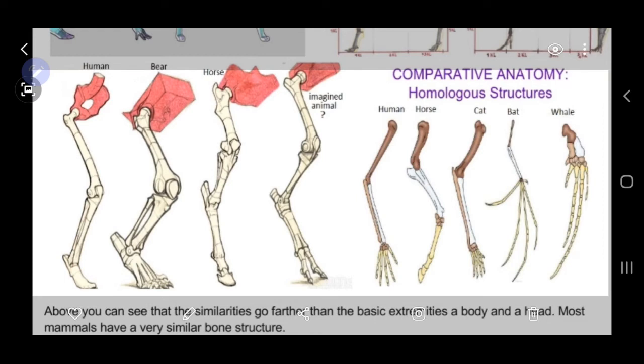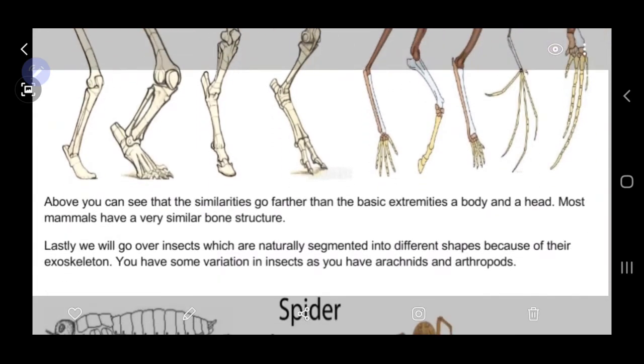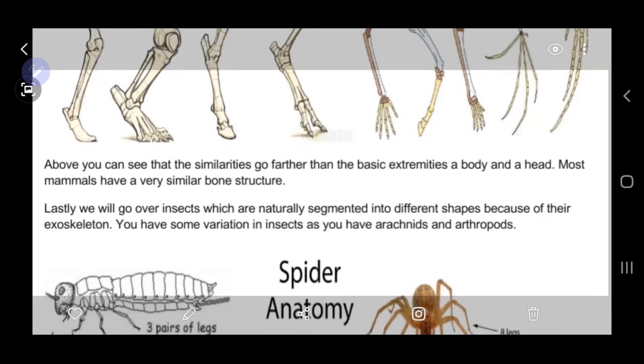The bat uses his fingers to help him fly. There you have a cat, also has 5 digits. And animals with hooves, their fingers have evolved. So those are not similar to other mammals. But they still are there. They're just completely rearranged. Above, you can see the similarities go farther than basic extremities, a body and a head. Most mammals have a very similar bone structure.